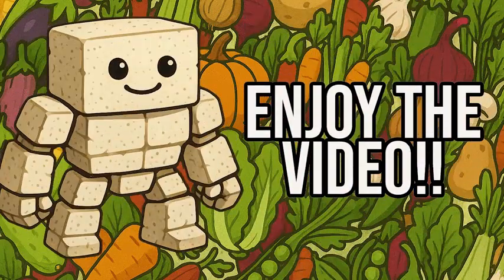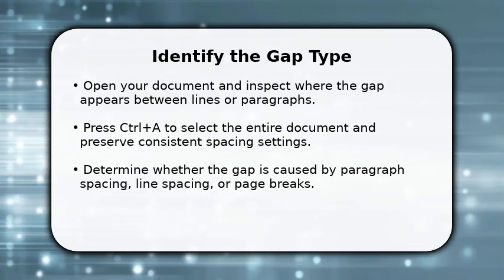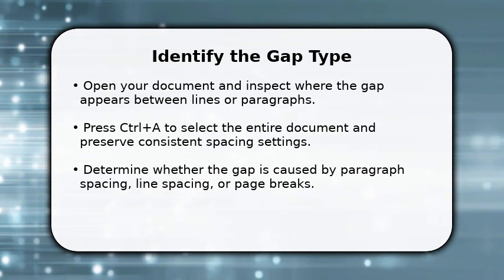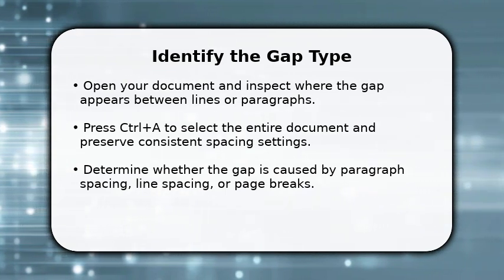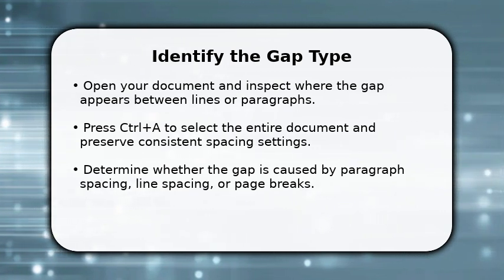Please enjoy the video. Open the document and inspect where the gap appears between lines or paragraphs. Look for extra white space before or after paragraphs and between sections. Press Ctrl+A to select the entire document and preserve consistent spacing settings.